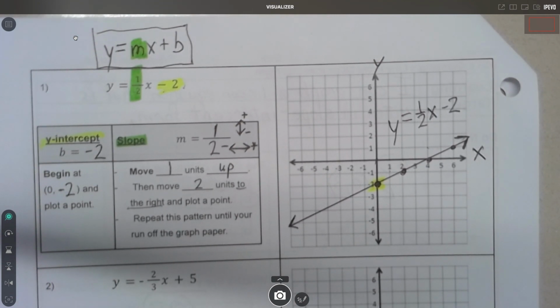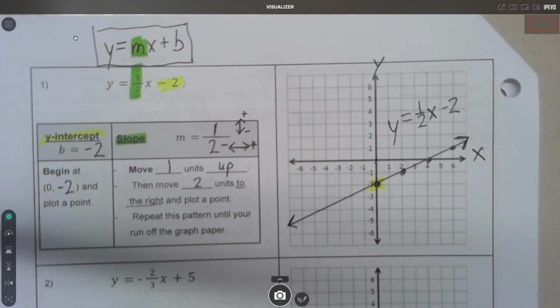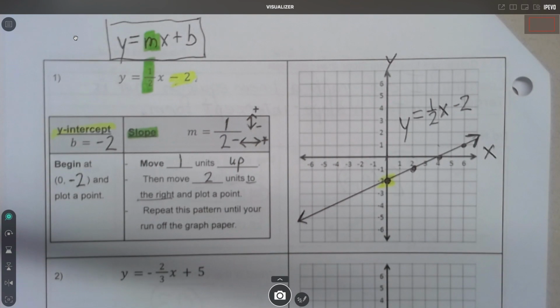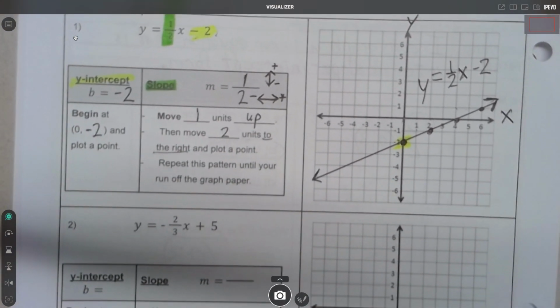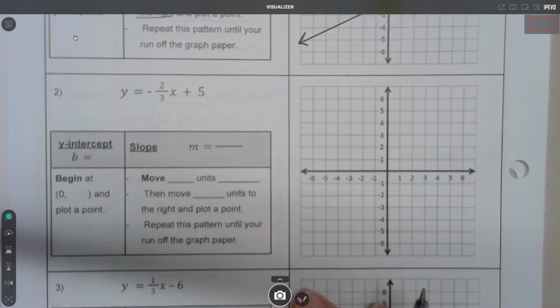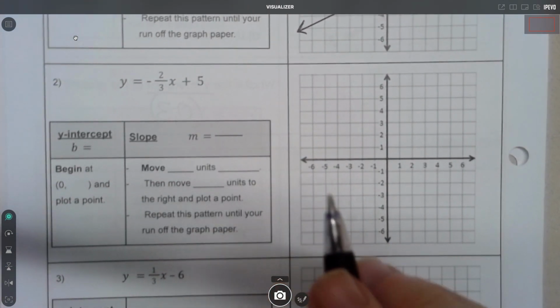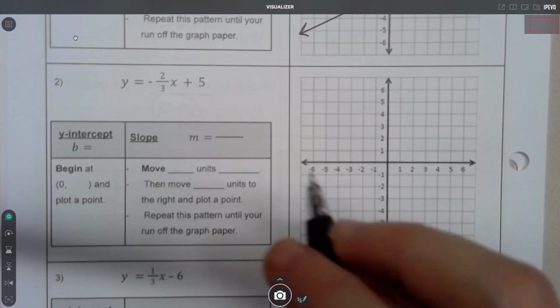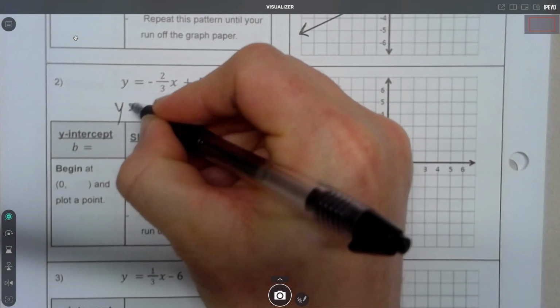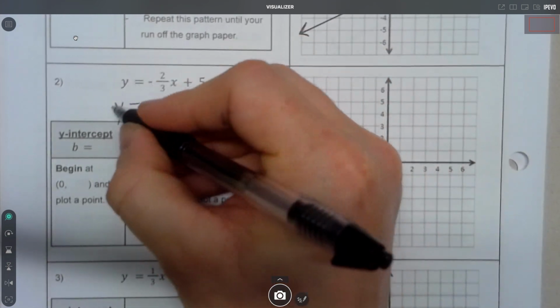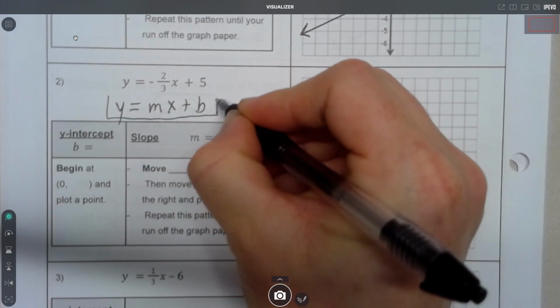So let's try another one. I'm going to slide up here. Pause the video if you need more time. Remember, pause the video and copy what you need to. Okay. Question number 2. y equals negative 2/3 x plus 5. So I'm going to write y equals mx plus b below this. I'm just going to box this off.